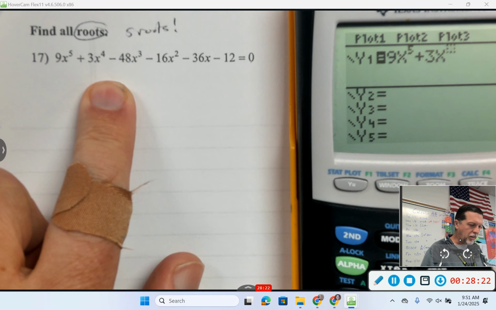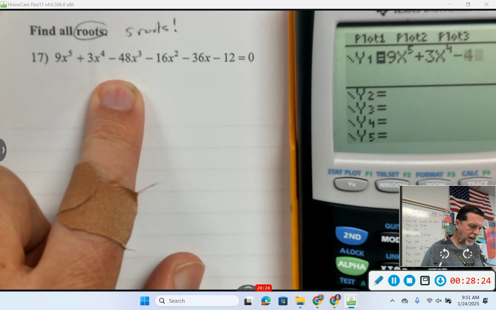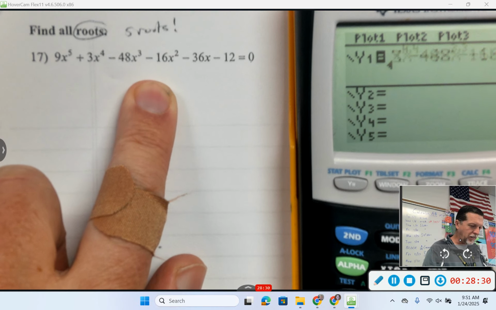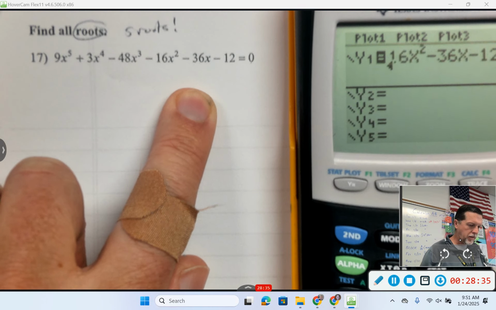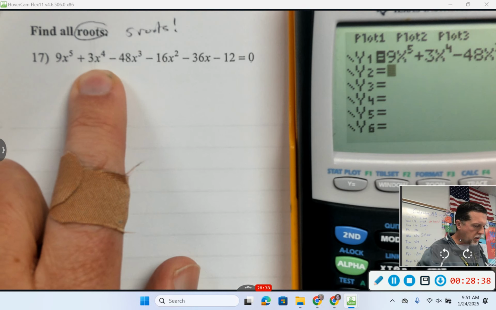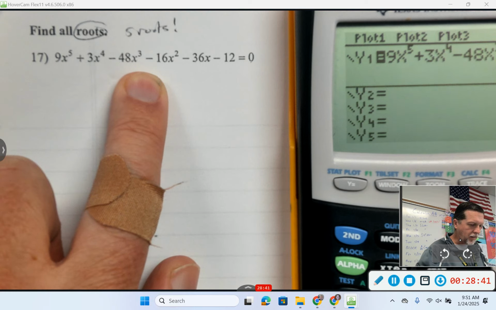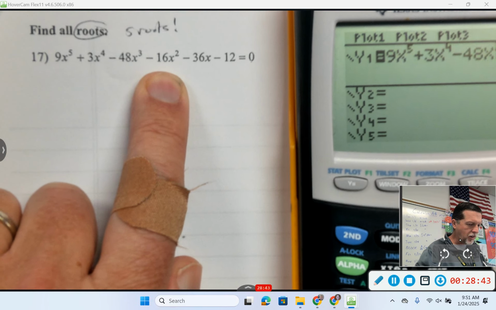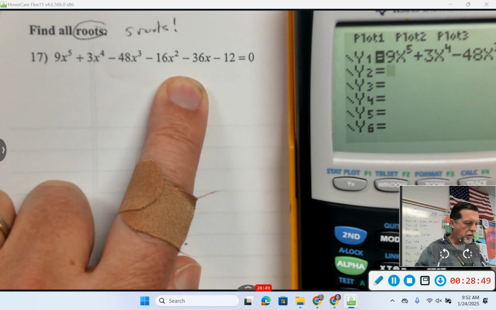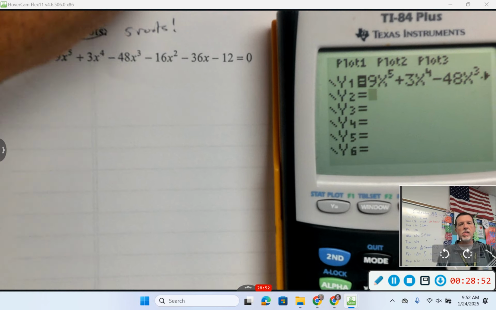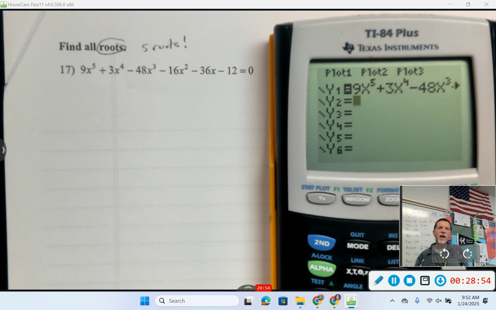And maybe this goes without saying, but please be careful typing in the equation, right? Because if you type something in wrong, then you'll never get the right answer. Take the extra second to double check and make sure you've got all the signs right, exponents right. I know there's 5 roots. That doesn't guarantee I'm going to see 5 roots, but there are 5 roots somewhere.